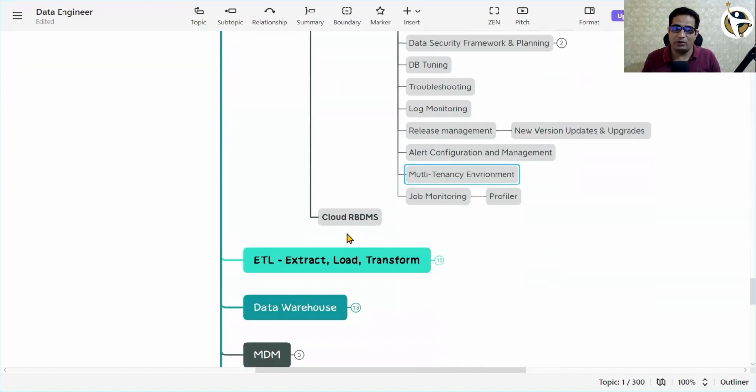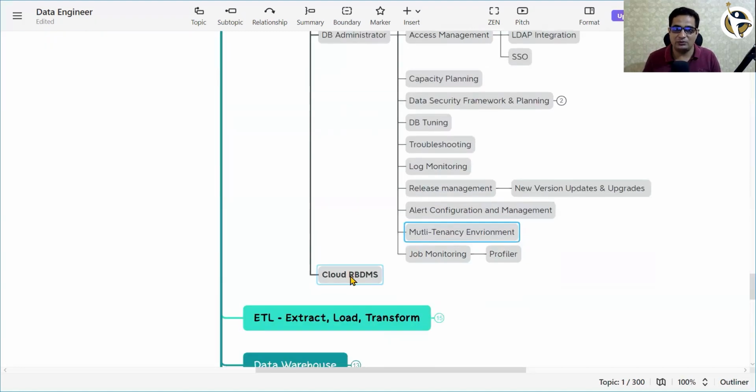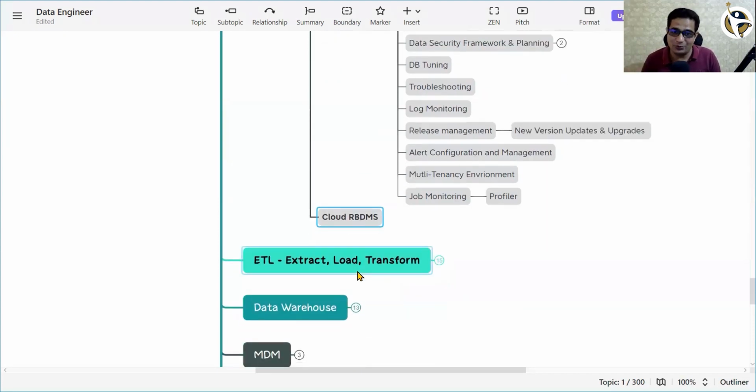When I talk about RDBMS solutions, there are cloud RDBMS databases also. Right now, those are also very important. I'll talk about individual cloud solutions in subsequent videos, generically AWS, Azure, and Google Compute. That's where I'm going to cover this point, cloud RDBMS.